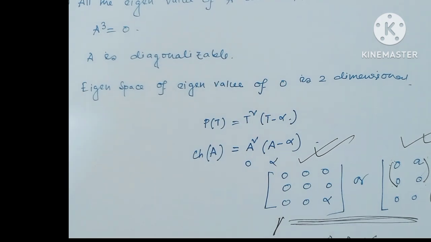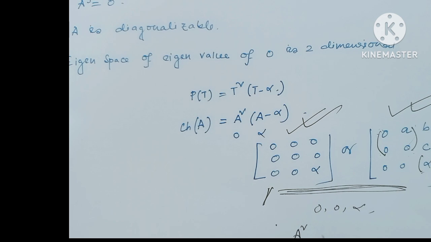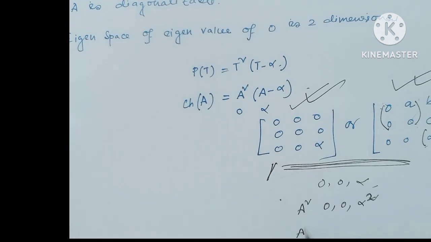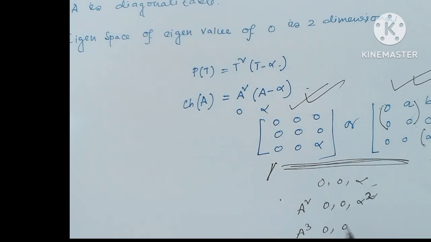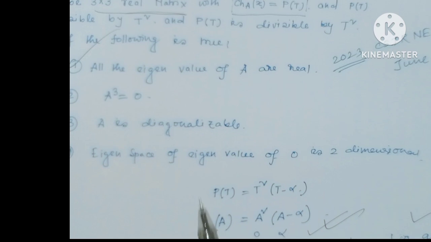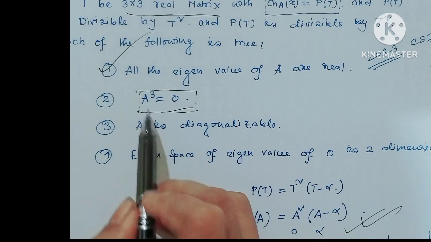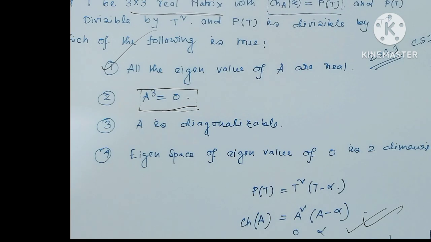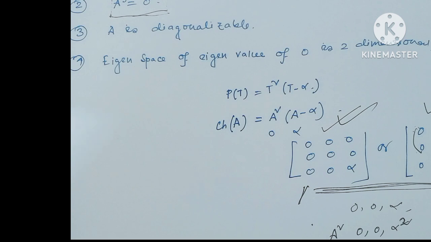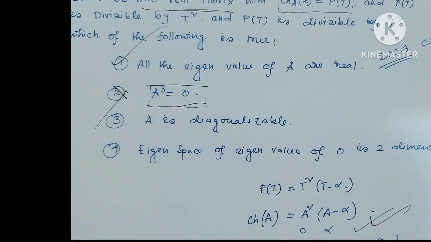Notice for this case the eigenvalues of A square would be 0, 0, alpha square, and the eigenvalues of A cube would be 0, 0, alpha cube. And here the question is A cube equal to 0. We all know if A cube equals 0, then the eigenvalues are all 0, 0, 0. But here I have got A cube with eigenvalues 0, 0, alpha cube. So A cube equal to 0 is not possible.